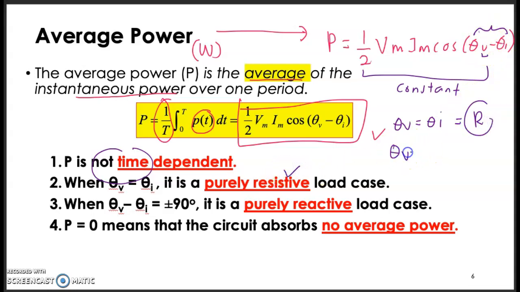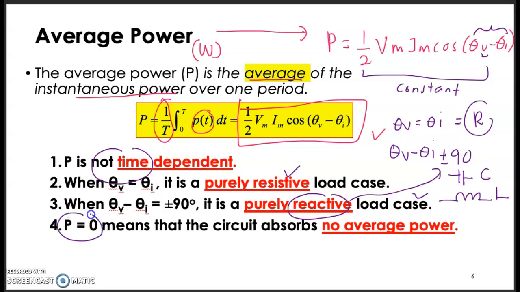If the shift between theta V and theta I is plus or minus 90 degrees, it is called reactive. So where does reactive come from? The impedance, where we have the capacitor and also the inductor, means it has leading and lagging inside. If P is equal to 0, it means the circuit absorbs no average power. Okay, so that's all about average power.